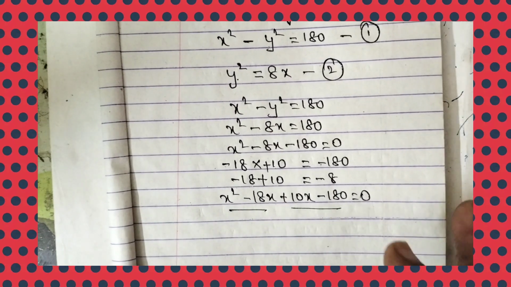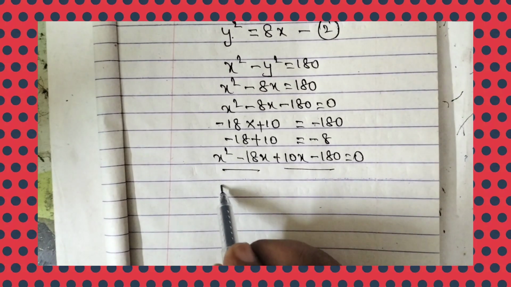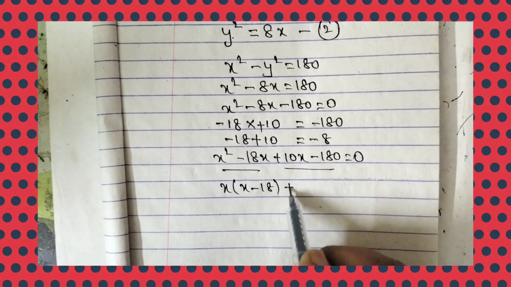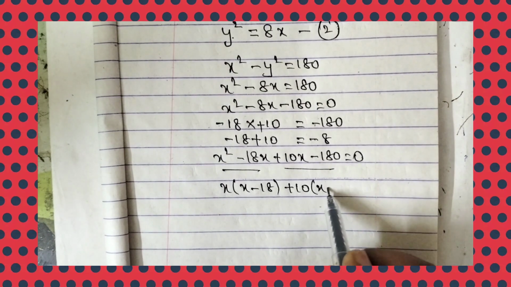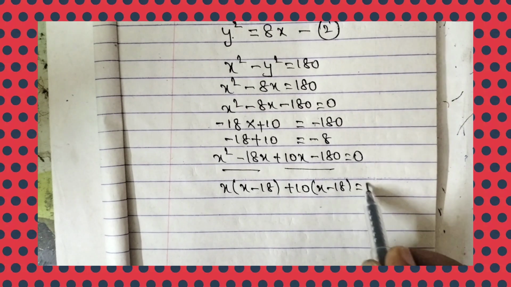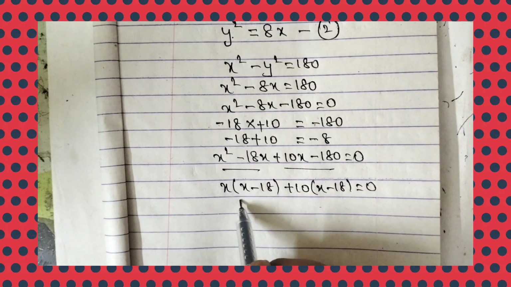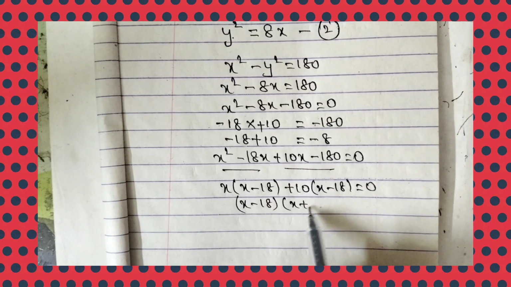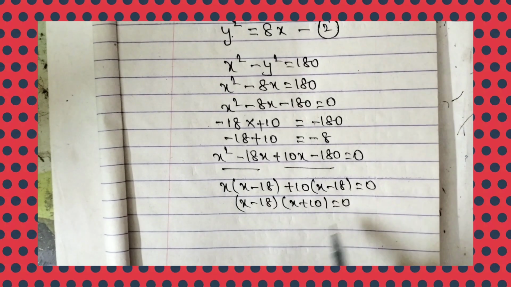These two one group and these two one group. So what is the common? x. What is the remaining? x minus 18. Plus 10 common. What is the remaining? x minus 18, which is equal to 0. Common to both, x minus 18. Then remaining is x plus 10, which is equal to 0.